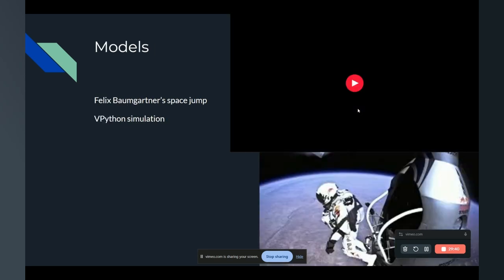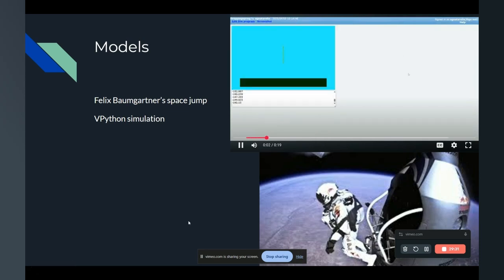The model is Felix Baumgartner's space jump, and this is him. And here's the other model, the VPython simulation that I coded. So here's that little yellow dot that falls down. And he significantly slows down as he goes through it. But he reaches a pretty quick speed that is faster than the speed of sound. The speed of sound is 330 meters per second.